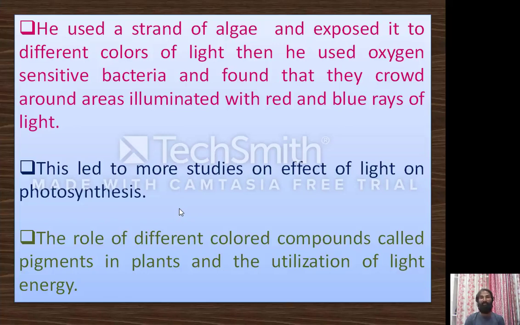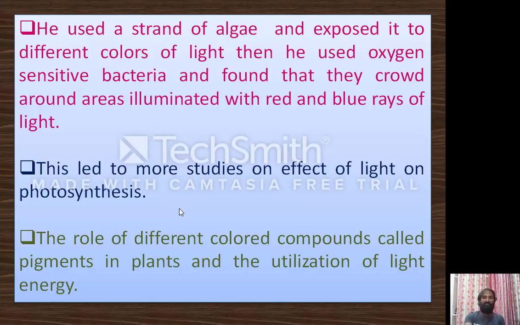So the plants show mainly green colored leaves. Some plants also show yellow, blue, red, orange colors, etc. These colored compounds in plants are called pigments. These pigments may be chlorophyll, xanthophyll which is yellow in color, carotenes which are orange in color, and so on.